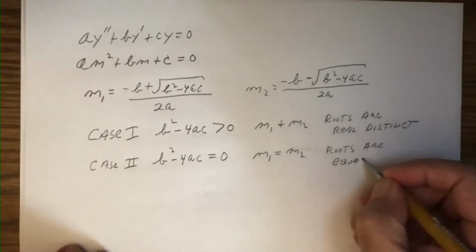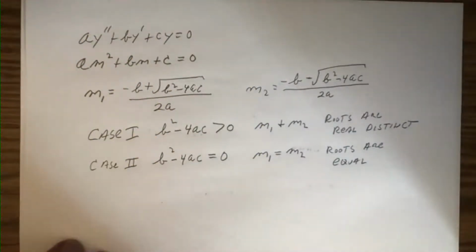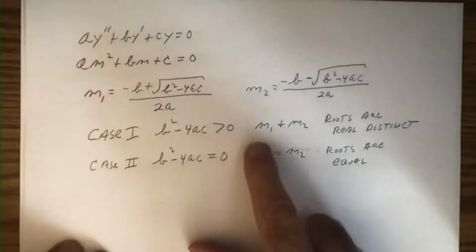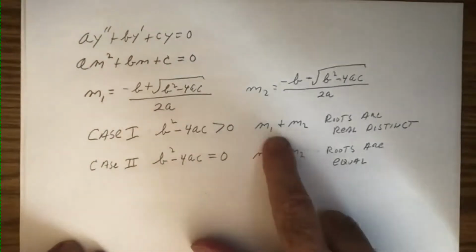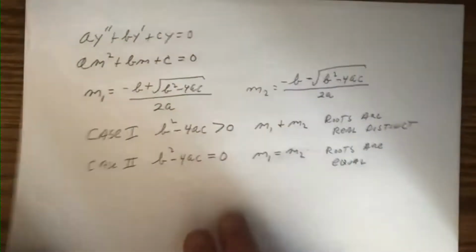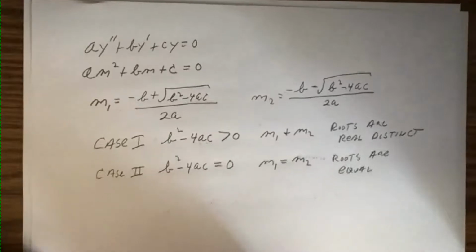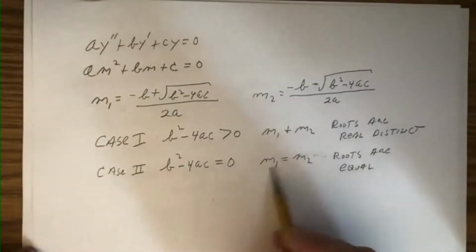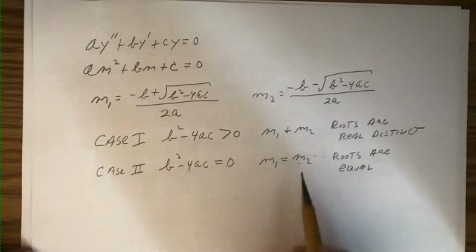And remember that when we have a second order differential equation, we need two independent solutions. So in case 1, we got the roots as being real and distinct. In case 1, we get two linearly independent solutions. These two solutions for the problem we just did are linearly independent. But now when we have two the same, we don't have two independent solutions.